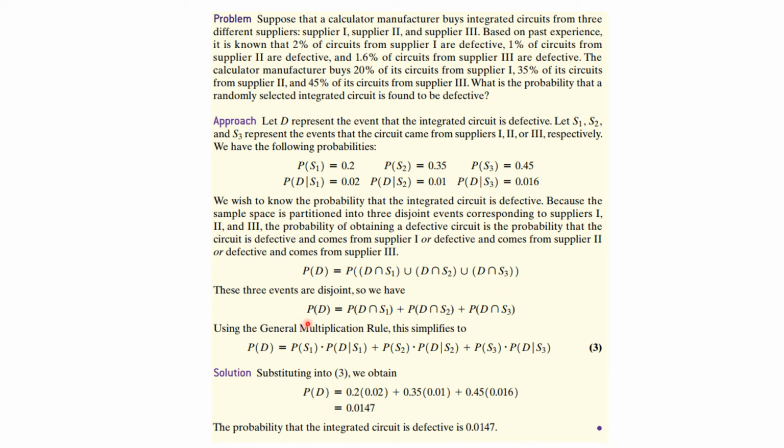And so the probability of a defective is the sum of these 3 probabilities, and then we'll use our probability rule on each one of these, here, here, and here, and do the calculation, and we get 0.0147. So that's the probability that the integrated circuit is defective: 0.0147. You should make sure you understand these calculations.